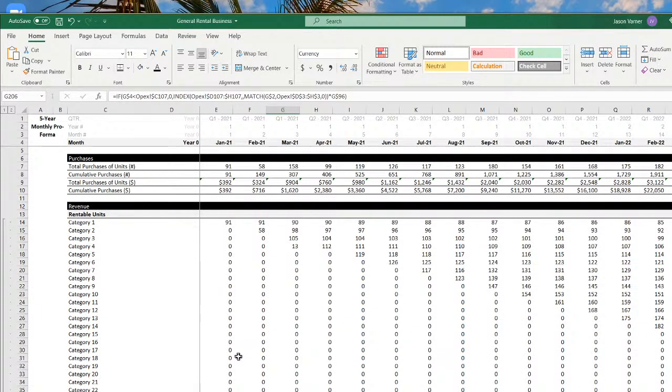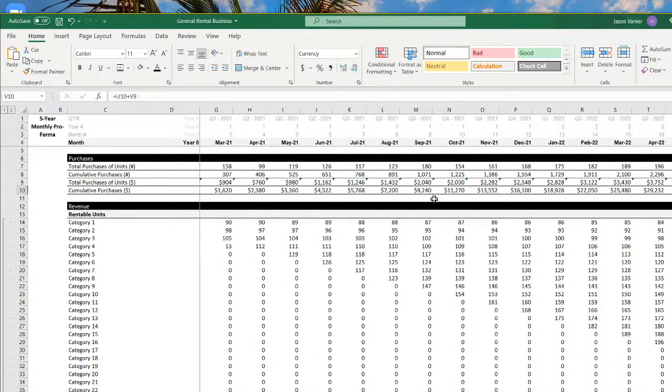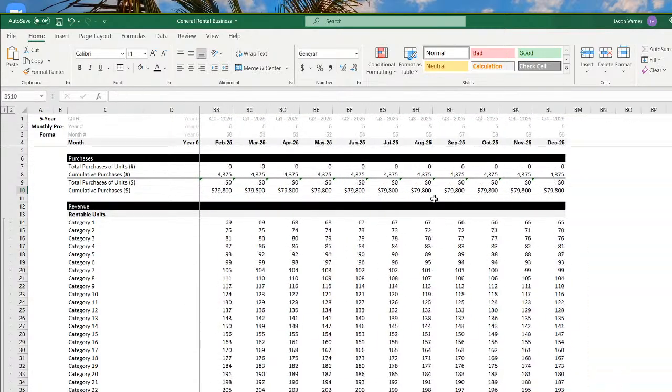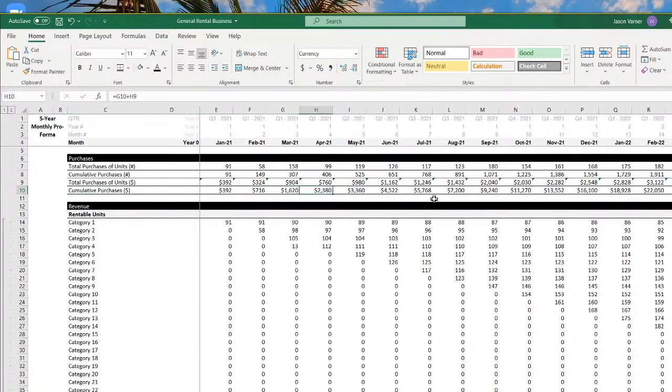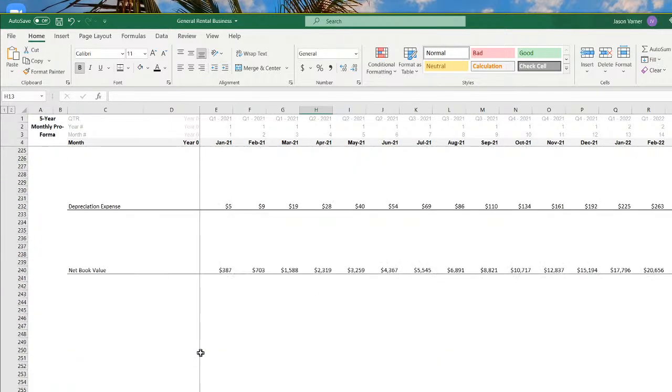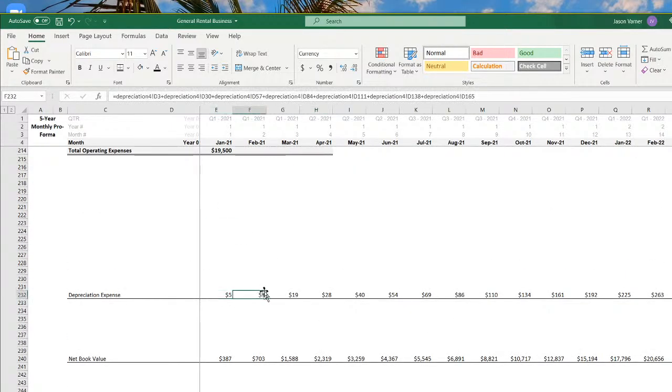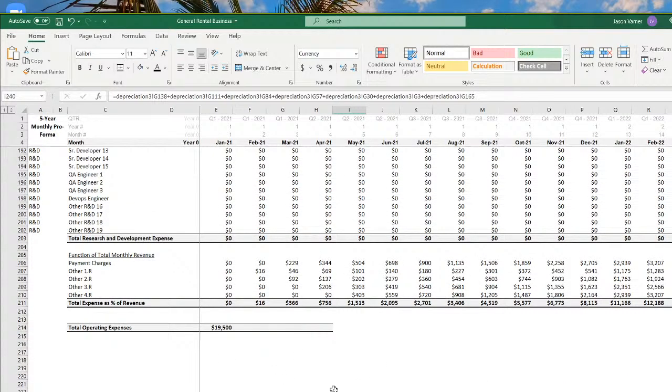But if you wanted to, we've got the cumulative purchases, the cumulative purchase dollar value over time. So you can see that number, like the total you've spent. We've also got depreciation all the way down here, and net book value, which we'll get into later.